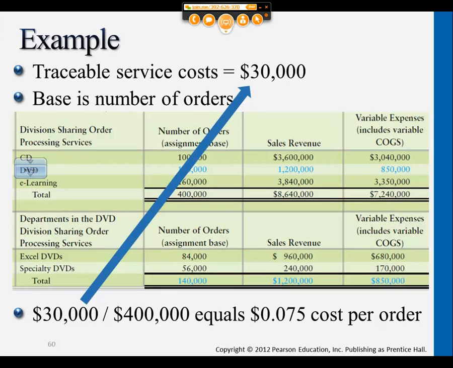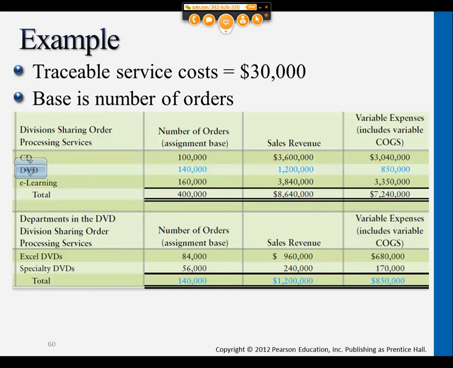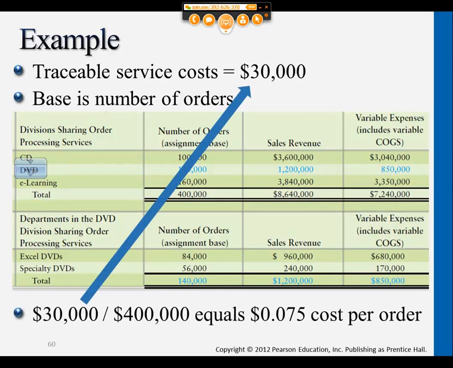What am I doing right now? Okay, this is not a dollar sign. And we divide it by the total number of orders, which is 400,000. Okay? So what do we get? We get a cost per order. All right? I summed up all of my orders for CD, DVD, e-learning, for all my divisions, and I got 400,000. And I also know that my traceable service cost is 30,000. So I took my $30,000, I divided by 400,000, and I got this 0.075 cost per order.